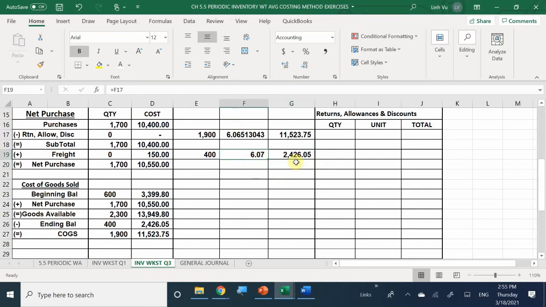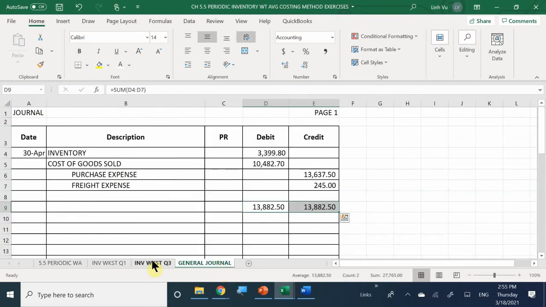I'll leave it there in case you need that as a reference, that you can solve it this way too. Okay. Any questions so far? Once again, we finally completed our inventory worksheet. So now what do we need to do next?